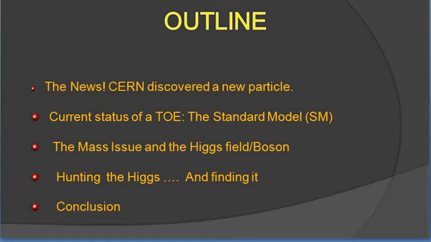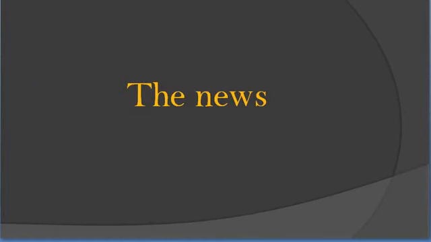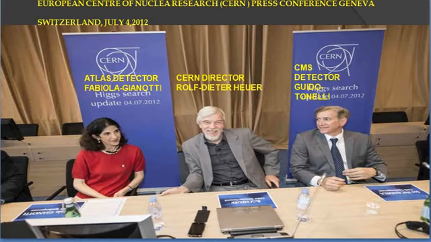This is my outline. My outline contains the news, the sudden discovery of a new particle, the current status of the theory of everything, the mass issue and the Higgs boson, hunting Higgs and finding it, and at last we will discuss the conclusion. The news is that CERN declared that they found the Higgs boson of mass 125 GeV on July 4, 2012.